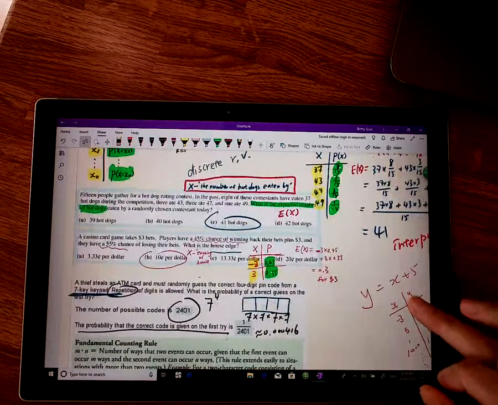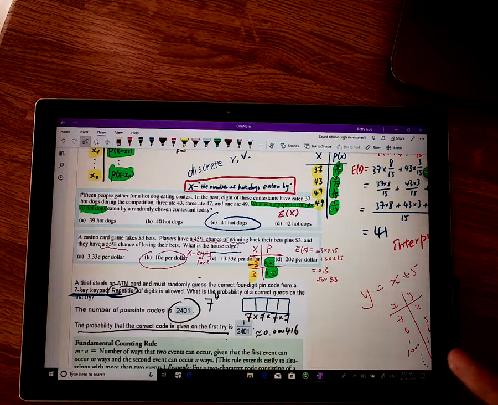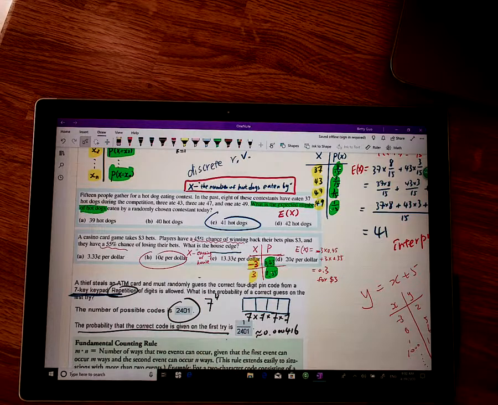The second example: a casino card game takes a $3 bet. Players have a 45% chance of winning back their bets plus $3. And they have a 55% chance of losing their bets. What's the house edge? Well, we have to explain what is the house and what is the house edge. House here means a casino. So we are going to think for the casino. We're going to calculate the expected profit for the house. Okay?